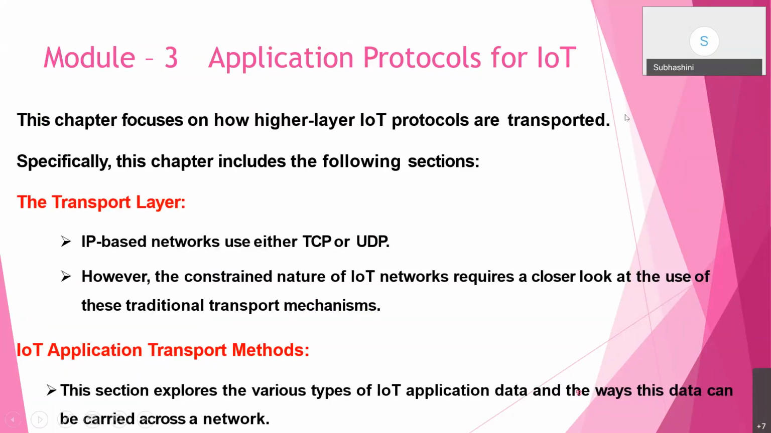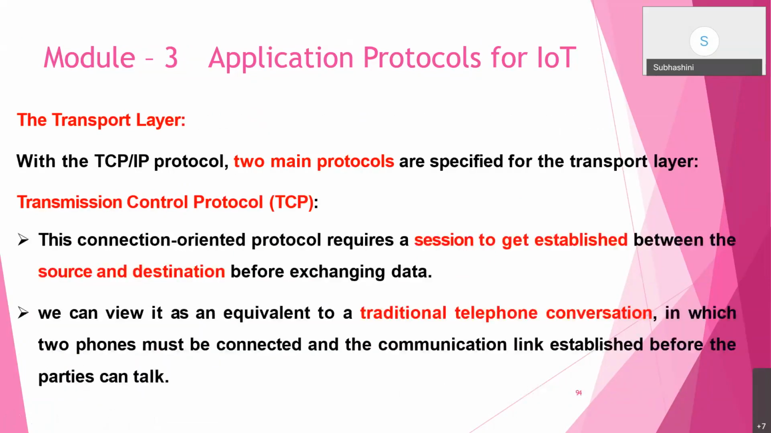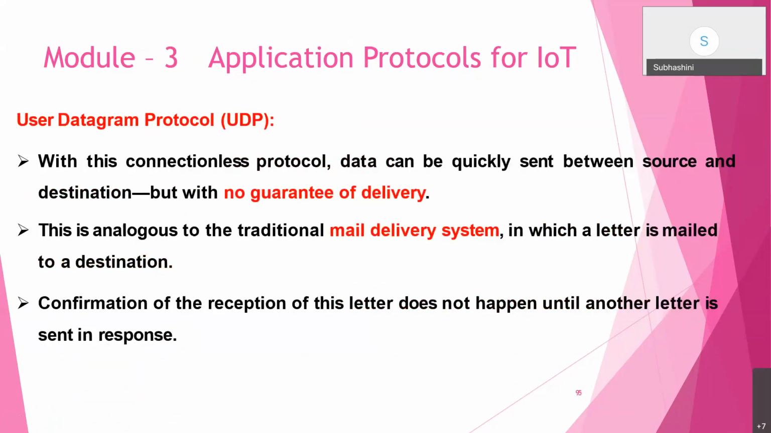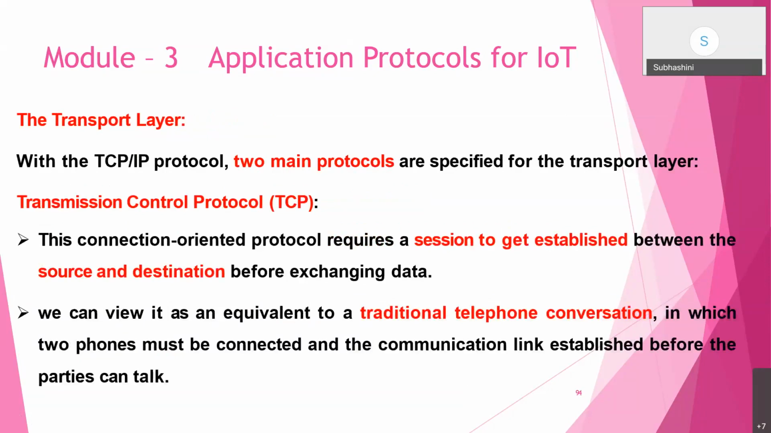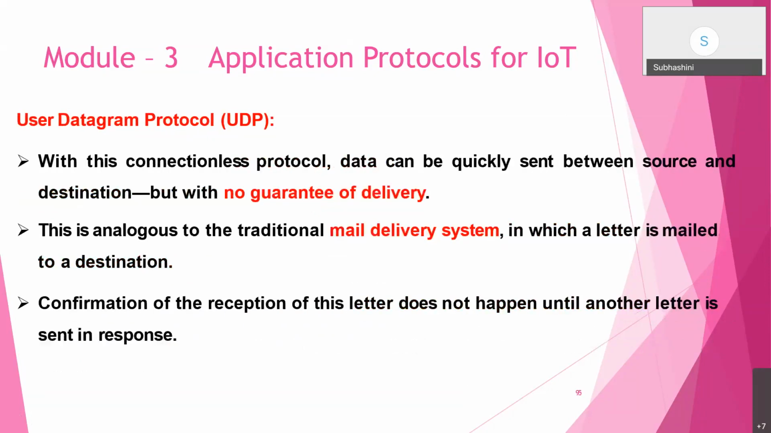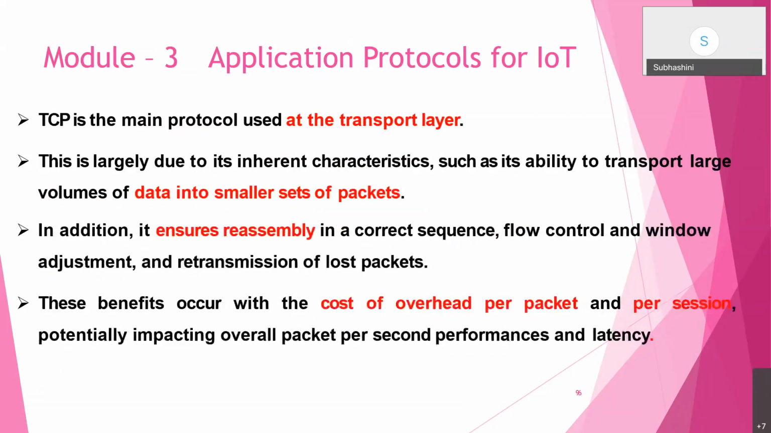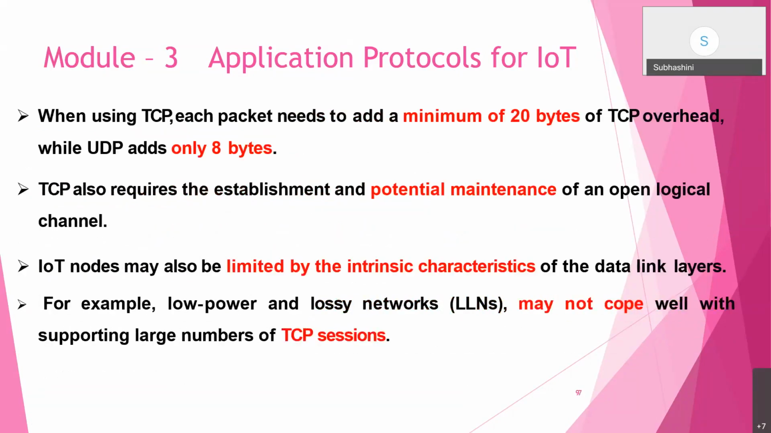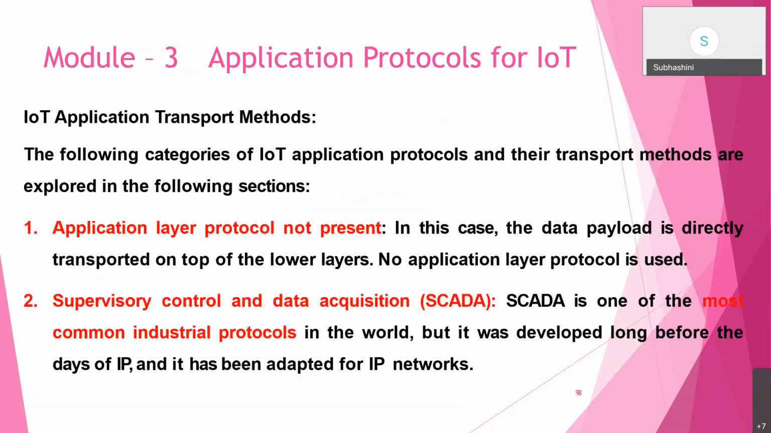So application protocols for IoT, what all we have here. We have the transport layer and application description first. As you all know, at the transport layer two major protocols are used, TCP and UDP. The difference between TCP and UDP is discussed here. TCP is connection oriented and UDP is connectionless. TCP has a guarantee of service and UDP has no guarantee for the data you deliver. Then there is the TCP header size and the UDP header size.